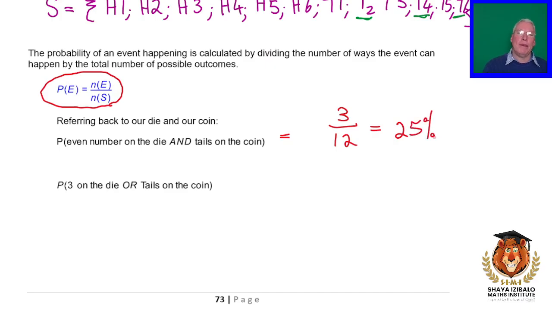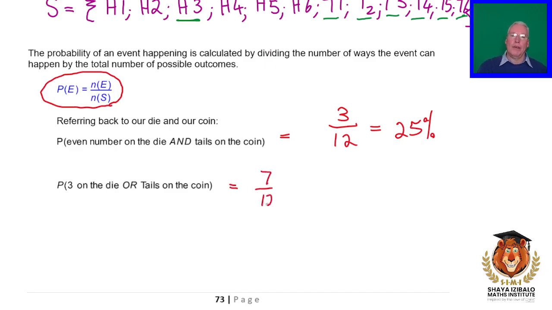Very often probabilities are written as percentages just because they're easy to interpret and understand. Now, probability of a 3 on the die or tails on the coin. So now let's see which ones we need to count. We must count this one because we got a 3 on the die. We must count this one because we got tails, this one because we got tails, this one because we got tails. So in fact there are 7. 1, 2, 3, 4, 5, 6, 7. 7 out of 12.